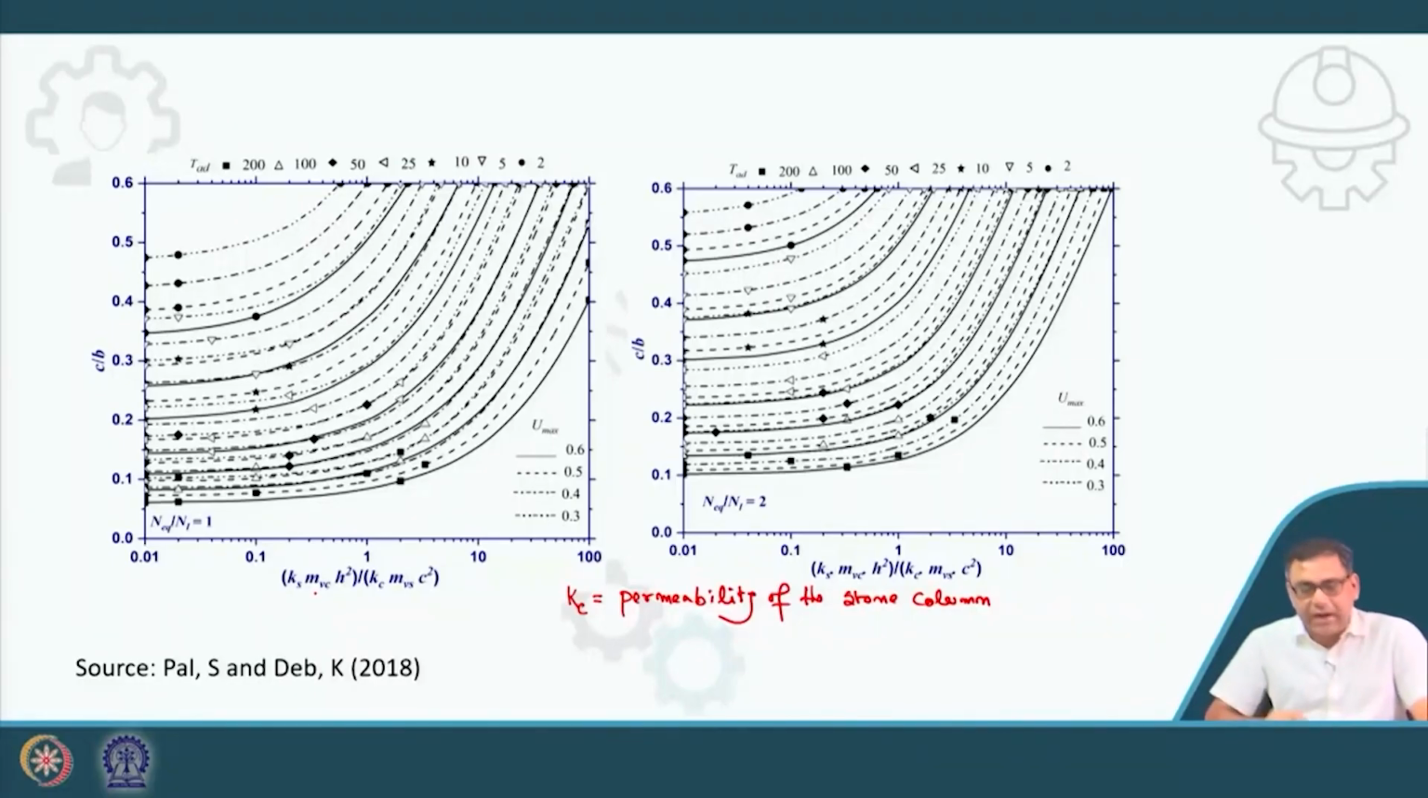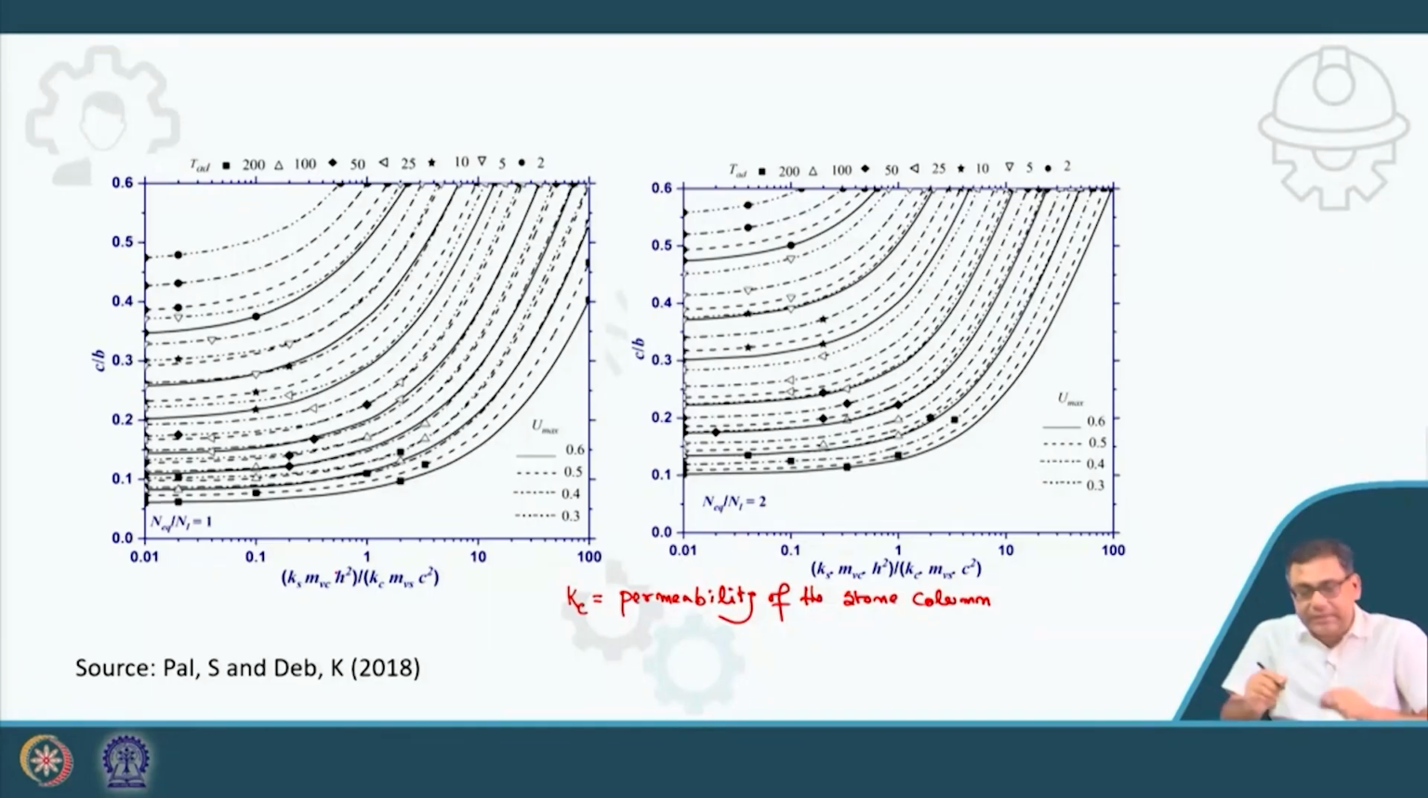In addition to that, H is the thickness of the liquefiable zone or the stone column. I have already discussed how we can identify the zone of liquefaction. Within that zone of liquefaction we will provide the stone column, so that we can provide a faster rate of dissipation of pore water pressure. So H is basically the length of the stone column, or the zone of liquefaction. Or better, it should be the length of the stone column.